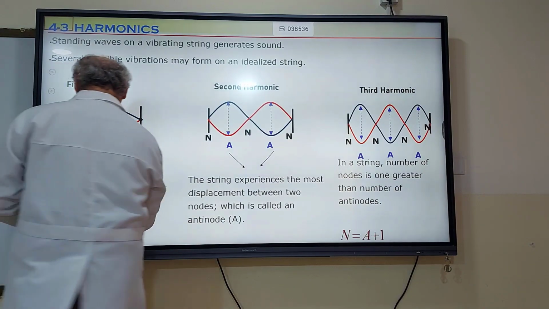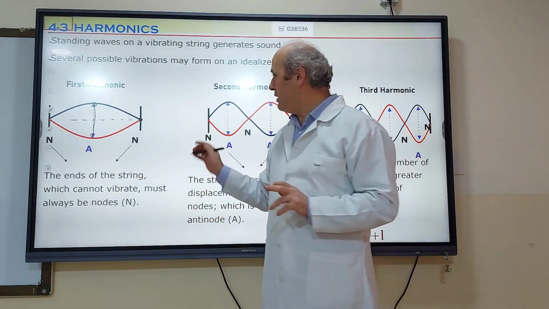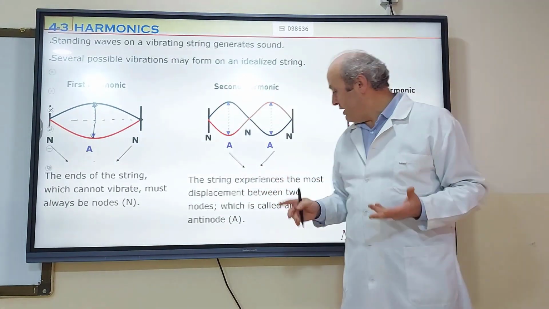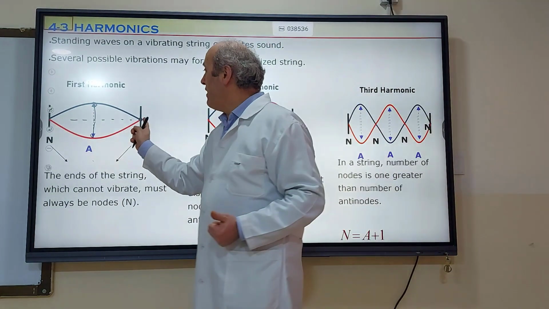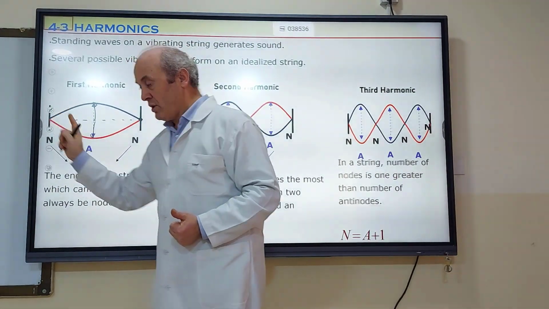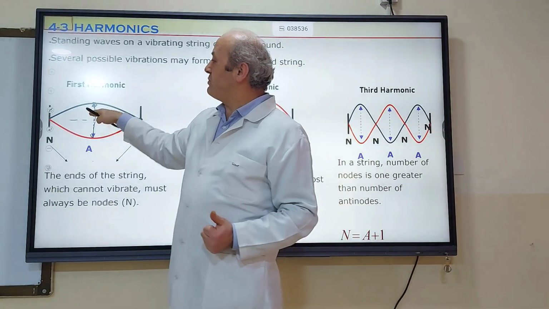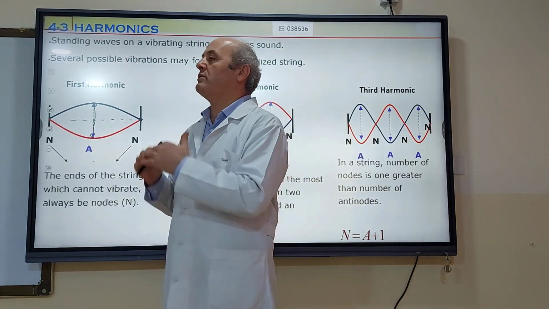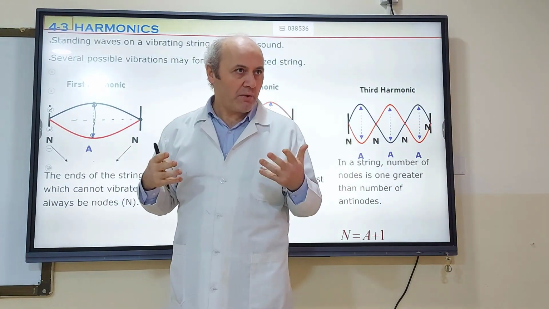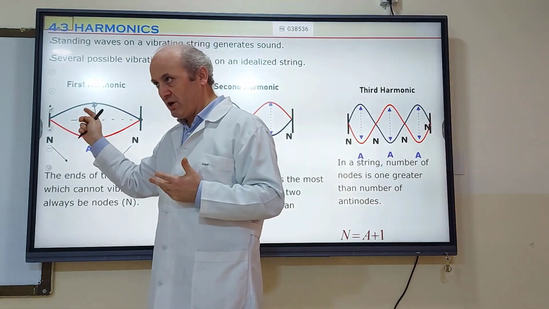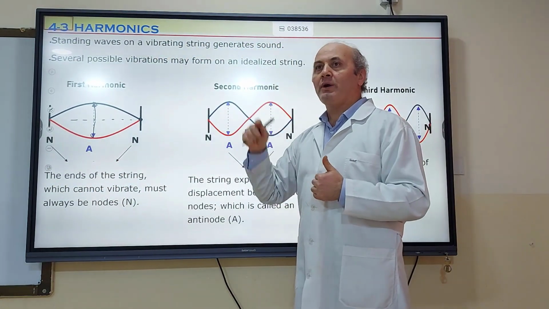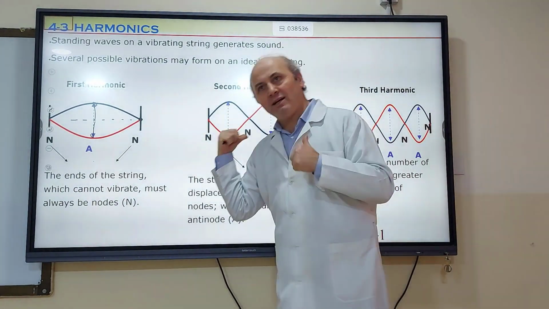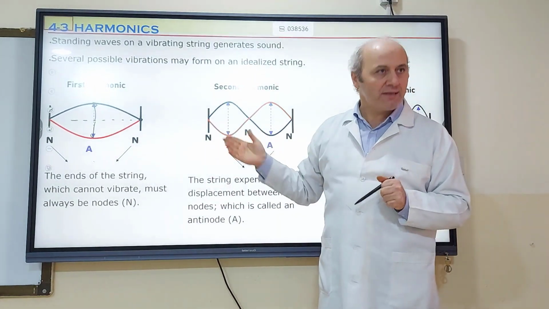So the ends of the string which cannot vibrate must be nodes, and between two nodes, the string experiences the most displacement, the greatest amplitude. So this point is called an antinode. Between two nodes, there is an antinode. In chapter 3, section 4, this is named the first order standing wave. Right now, in musical instruments, we are going to name this standing wave a harmonic. First harmonic. From one standing wave to the next one, we are going to add one more loop. Yani 2 loops. So this is the second order standing wave, now named the second harmonic.